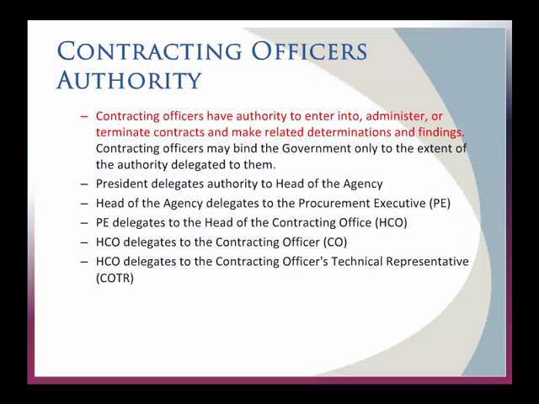It's extremely important, if you're going to be a program officer, that you know who your contracting officer is. They are your friend, and you're going to need them to get through this entire process because there are so many things that they have to do for you. But they'll be leaning on you too.